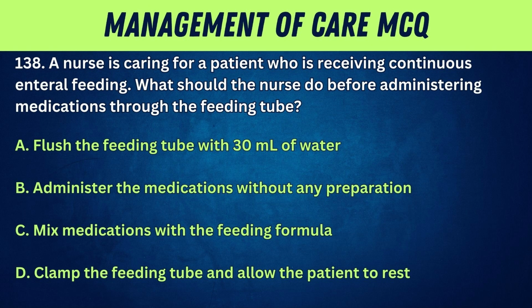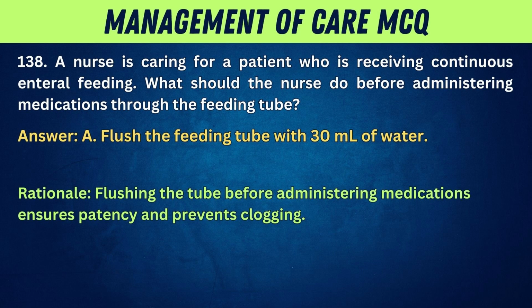138. A nurse is caring for a patient who is receiving continuous enteral feeding. What should the nurse do before administering medications through the feeding tube? A. Flush the feeding tube with 30 milliliters of water. B. Administer the medications without any preparation. C. Mix medications with the feeding formula. D. Clamp the feeding tube and allow the patient to rest. Answer: A. Flush the feeding tube with 30 milliliters of water. Rationale: Flushing the tube before administering medications ensures patency and prevents clogging.